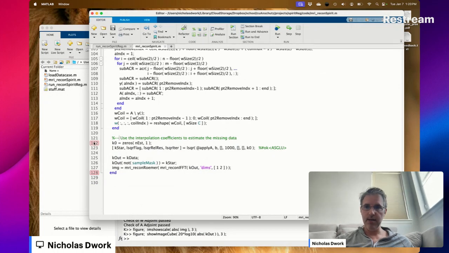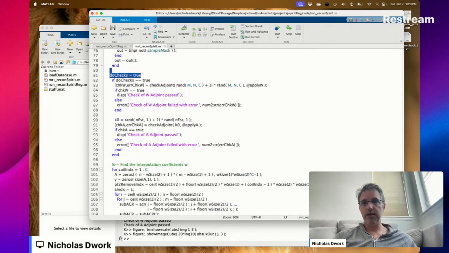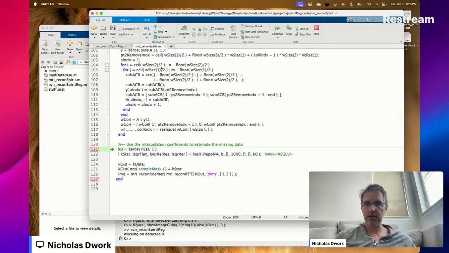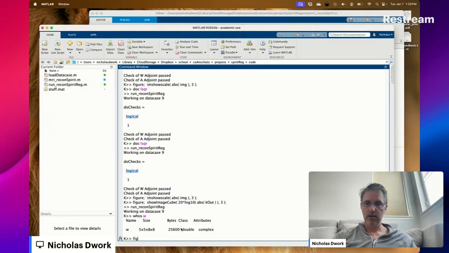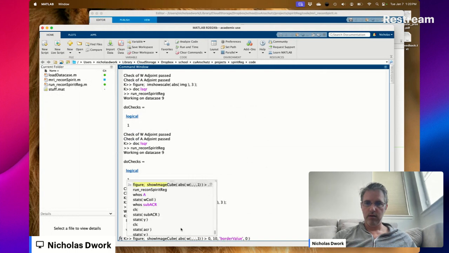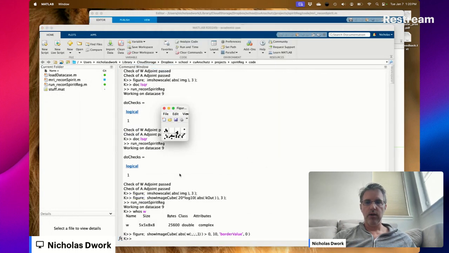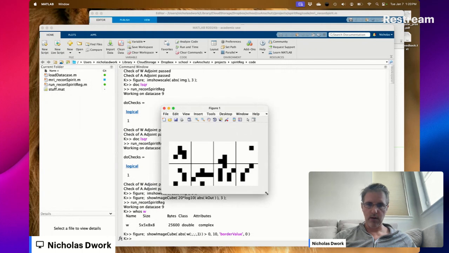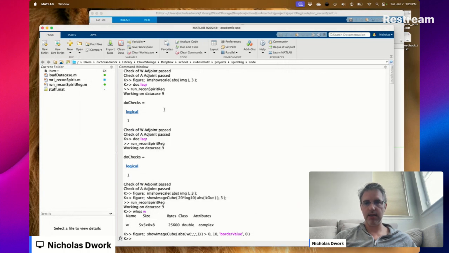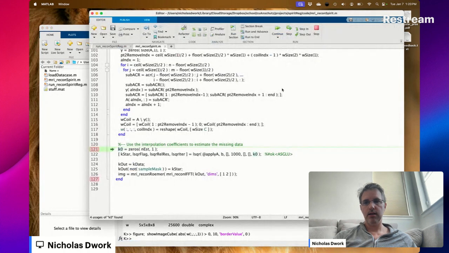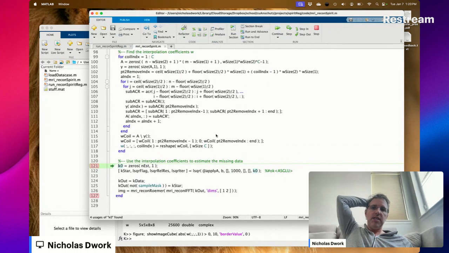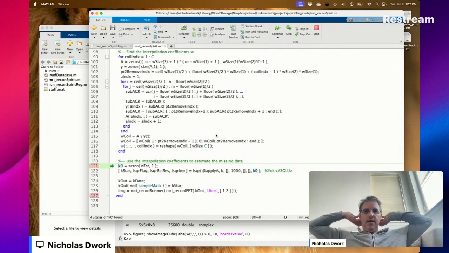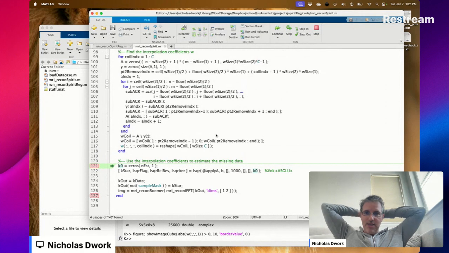Let's take a look again at where the zeros are in the interpolation kernel. Let's make sure that's right. Still wrong. Again, all of these should be white except for this one here. That's the only one that should be black. We changed a lot of code to get basically the same result.